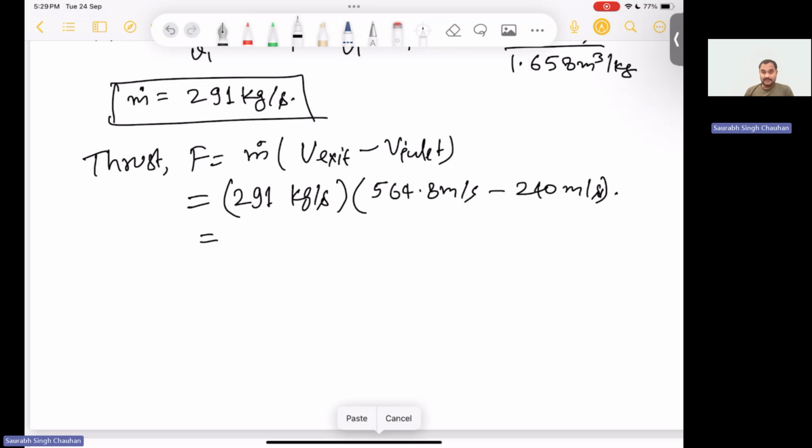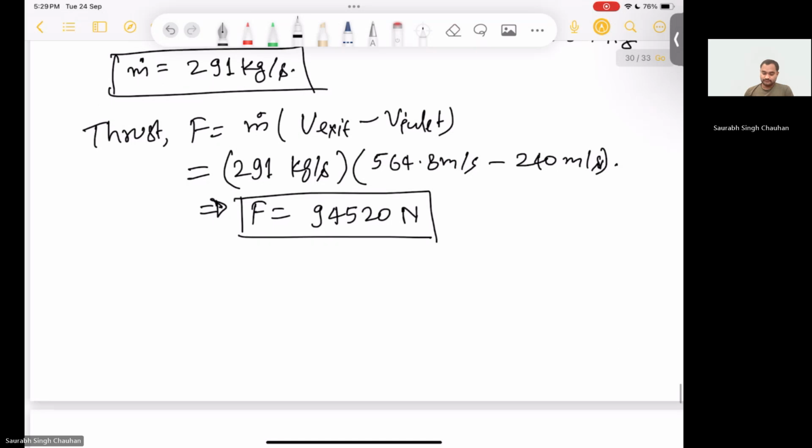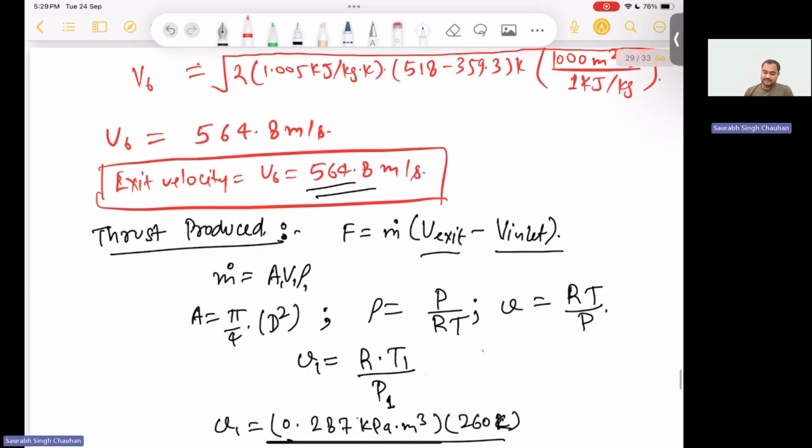So it is, I'm writing the final value. Please check the final answer. It is coming out to be 94,520 Newton. Okay, so this is our final answer. This is the thrust generated, and this is the exit velocity.